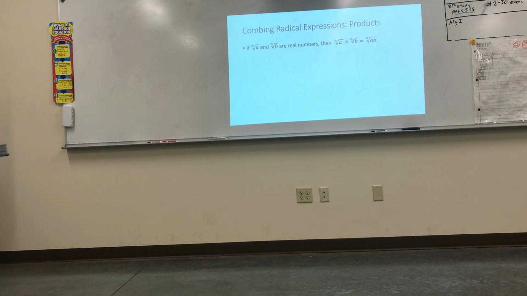Alright, so today, combining radical expression products. So if the nth root of A and the nth root of B are real numbers, then the nth root of A times the nth root of B can be multiplied together because they both have the exponent of 1/n.